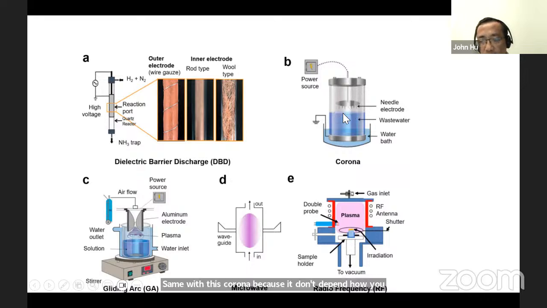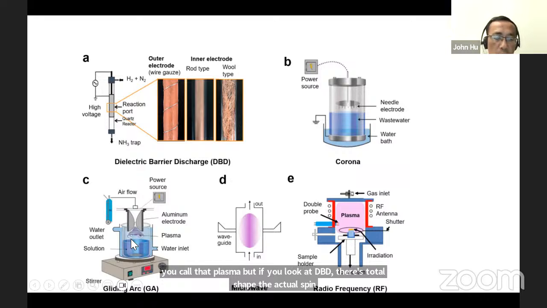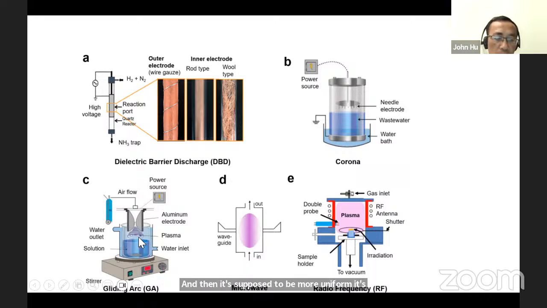And then on the surface, somewhere you see the lightning strong, somewhere you don't have the plasma. But if you look at this torch shape, they can actually spin, and then it's supposed to be more uniform. It's called gliding arc. It's a different technology, and a different way to scale up.